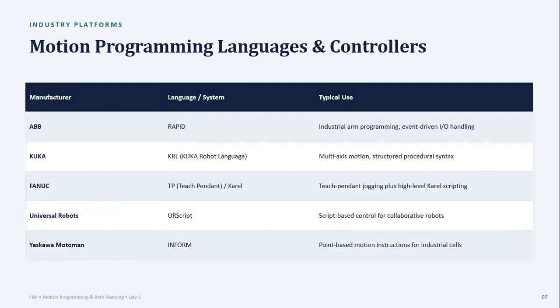Here are certain motion programming languages as listed below. ABB robots use the RAPID motion programming language. KUKA robots use the KUKA Robot Language. Fanuc uses the teach pendant programming language. Like that, there are many other programming languages that are used for motion control programming in industrial robotics.